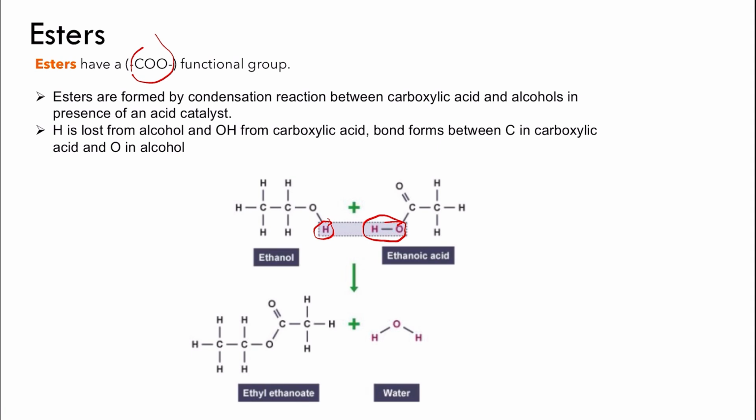So if you have something like ethanol and ethanoic acid and they react together in a condensation reaction, OH will be removed from the ethanoic acid and the hydrogen, and they will combine together to give you the water molecule. Then the oxygen from the ethanol will be bonded to the carbon from the carboxylic acid and they will give you the ester with this functional group, the ester functional group.